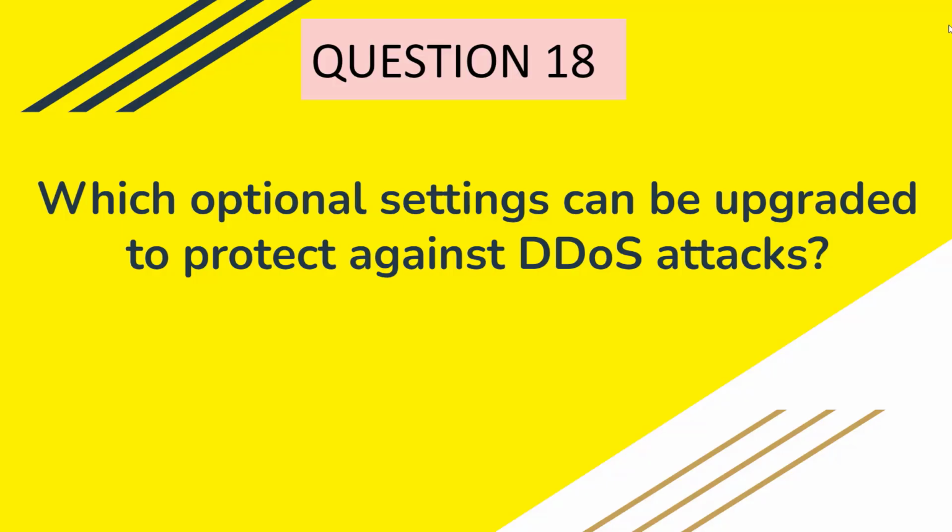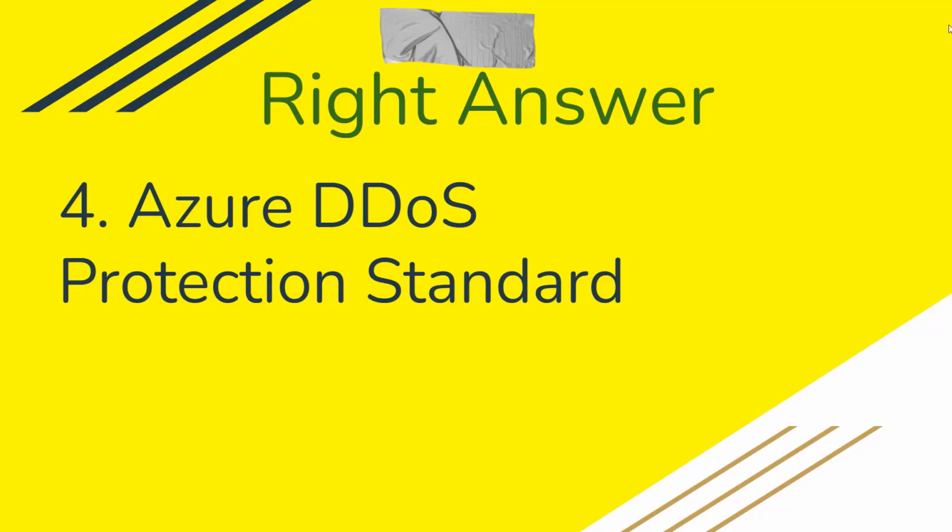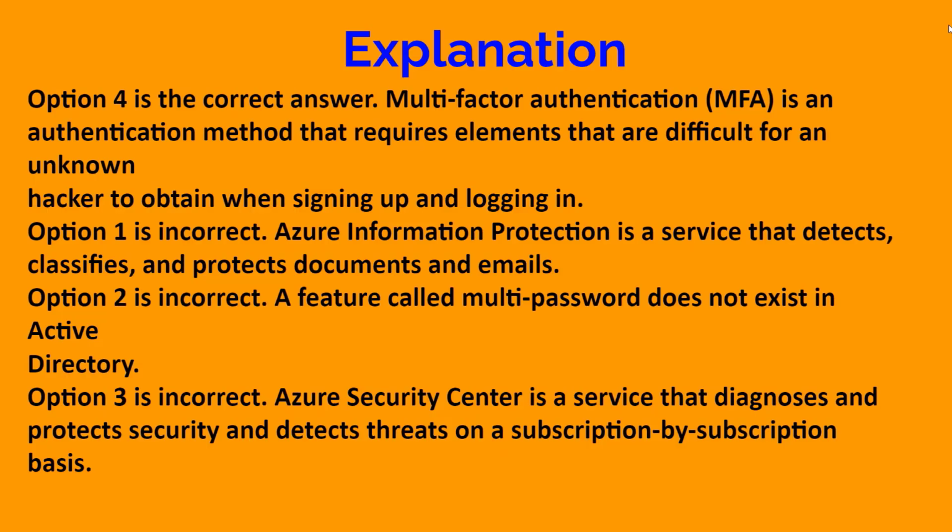Question 18. Which optional settings can be upgraded to protect against DDoS attacks? Option 1. Azure DDoS Protection Advanced 2. Azure DDoS Protection Basic 3. Azure Advanced Threat Protection, Azure ATP. 4. Azure DDoS Protection Standard. Right answer is 4. Azure DDoS Protection Standard. Explanation. Option 4 is the correct answer.